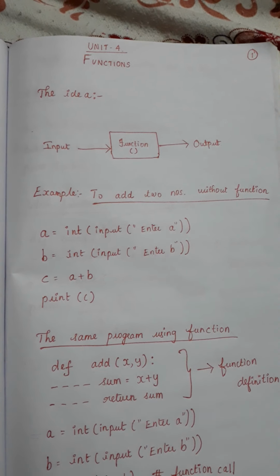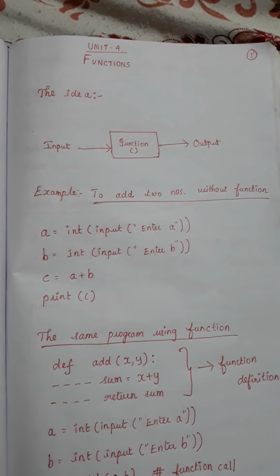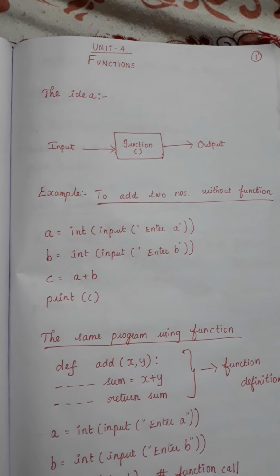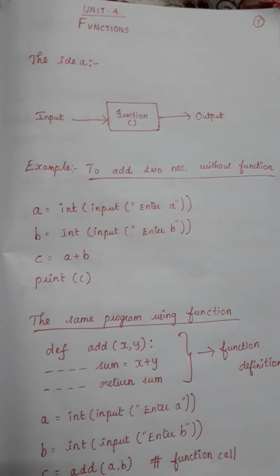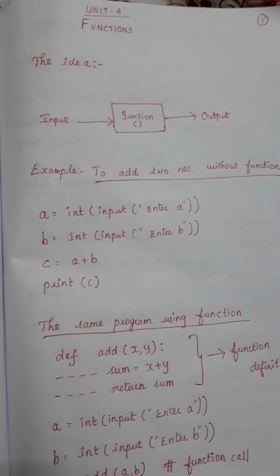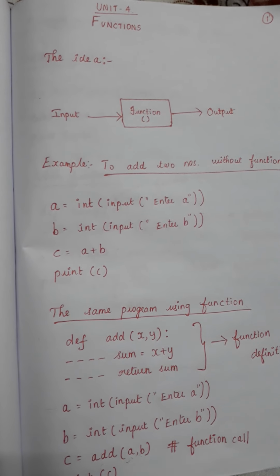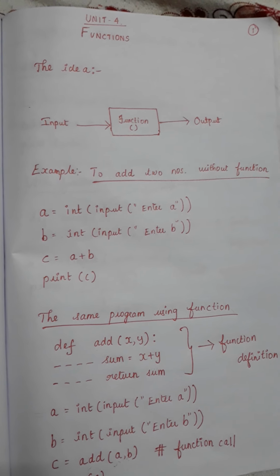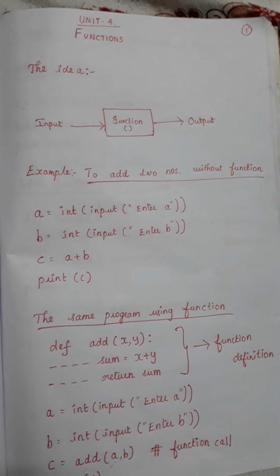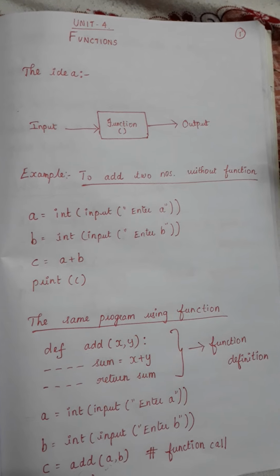Good afternoon, students. Today we will be revising the important portions of Unit 4 functions. We will be seeing the different argument passing techniques and we will also see the scope of the variable. These three important topics we will revise once again because it is very important from your exam point of view.